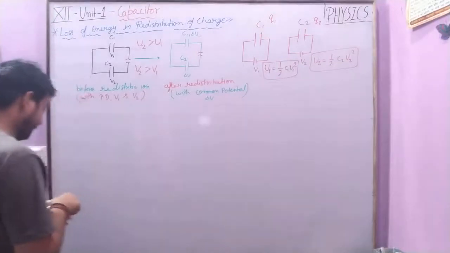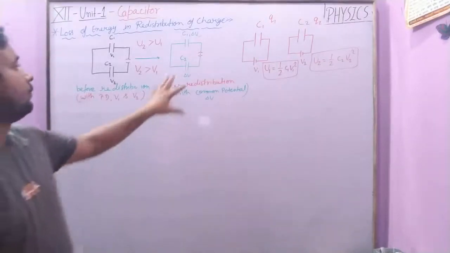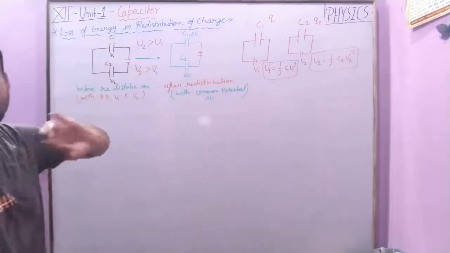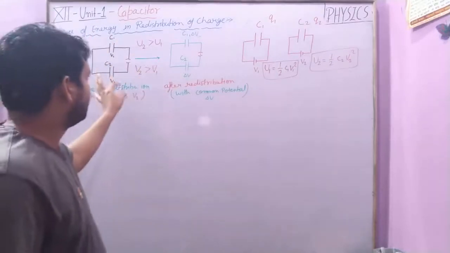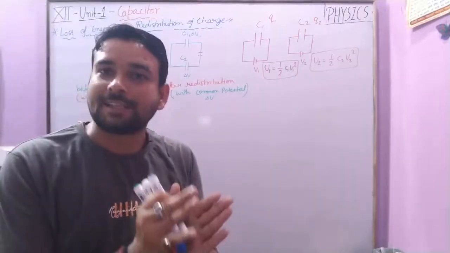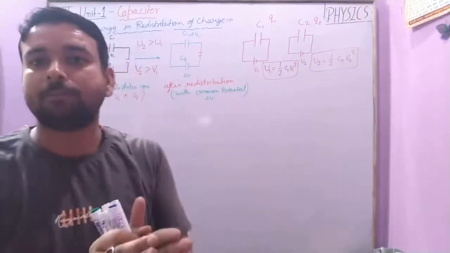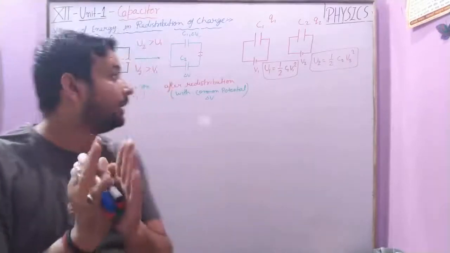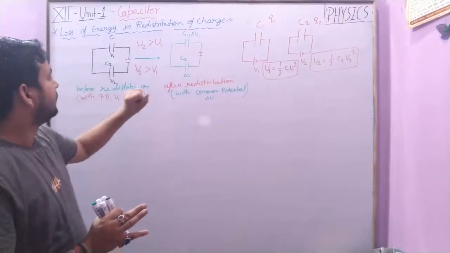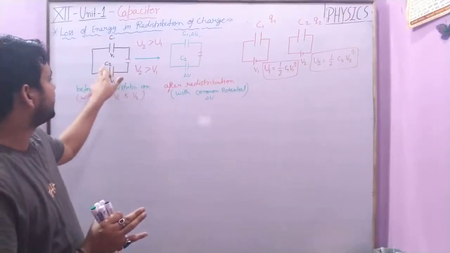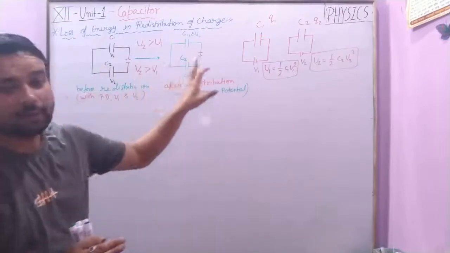Therefore we have two situations. When the two capacitors initially charged with different potentials are connected to each other, there will be a transfer of charge from the higher potential capacitor to the lower potential capacitor. According to the situation, the charge will transfer from capacitor C2 to capacitor C1.